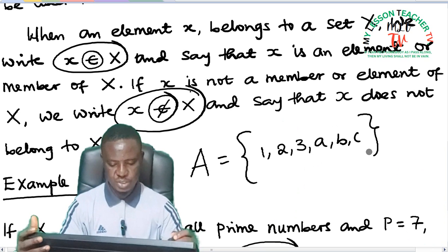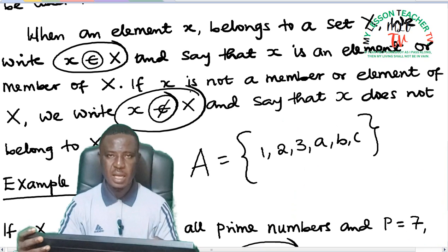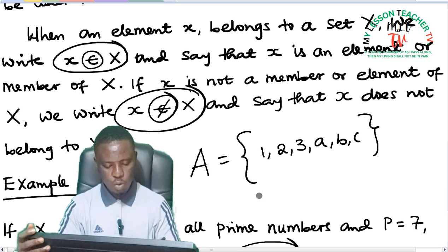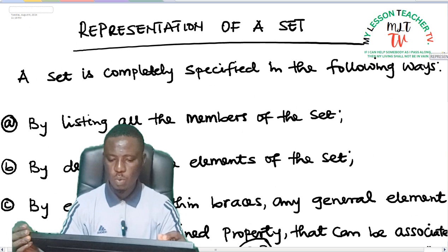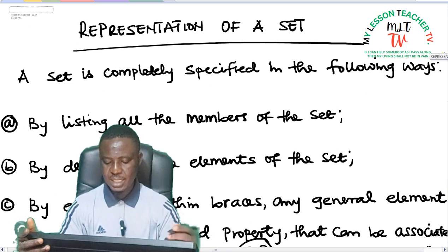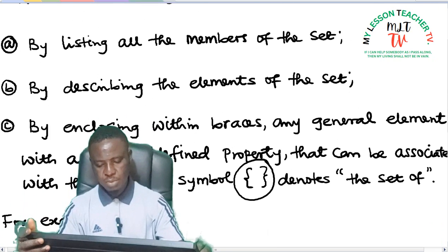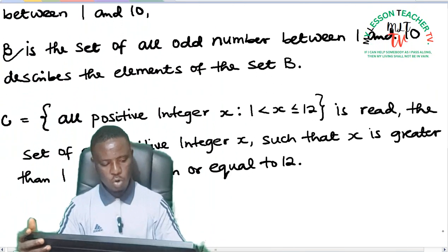enclosed in braces. We equally said that elements of a set can be expressed as being members of the set by the use of a symbol, which we said a is an element of set A. So this symbol denotes that small letter a is an element of capital letter A. We equally looked at representation of a set, where we said a set can be specified by listing, description, by diagrams, and by enclosing within braces, of which I gave you so many examples.